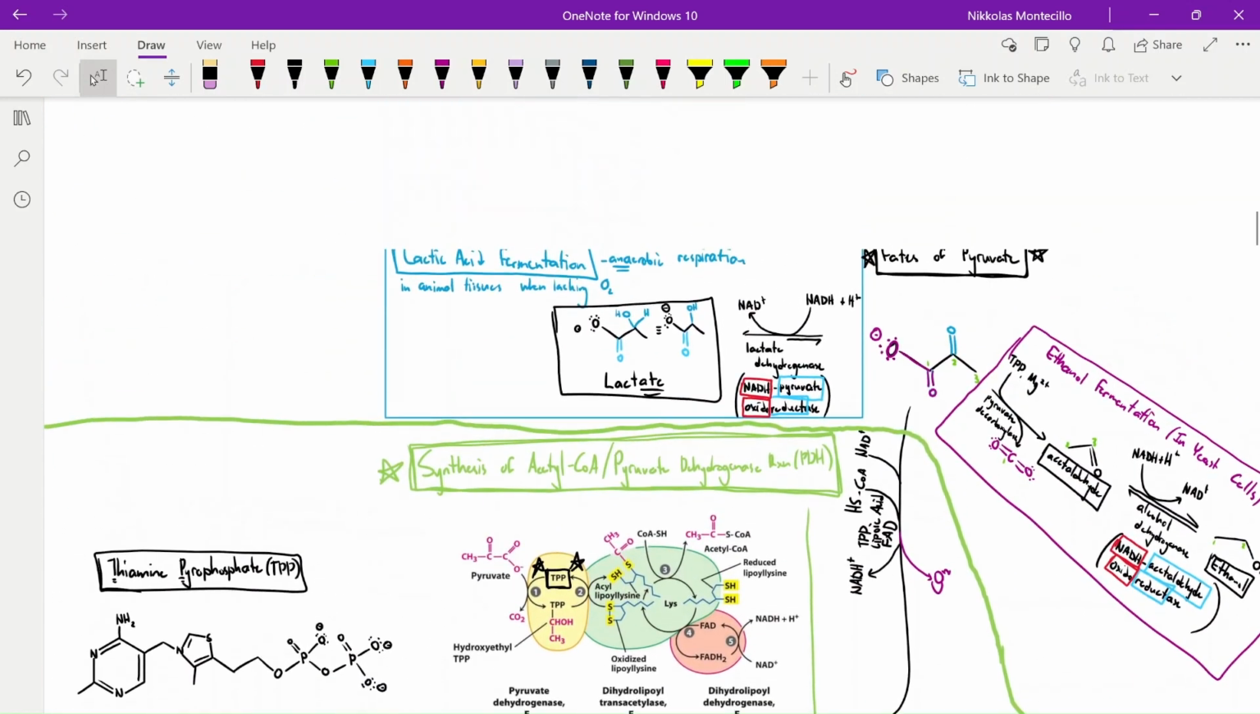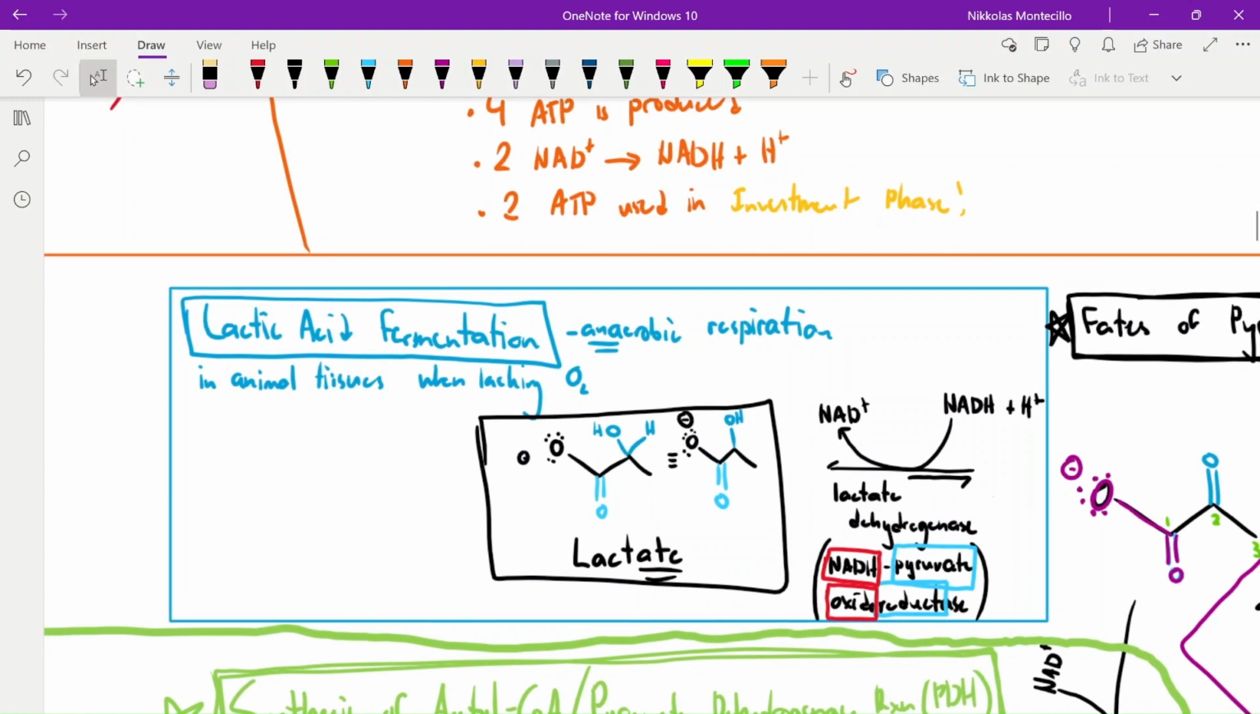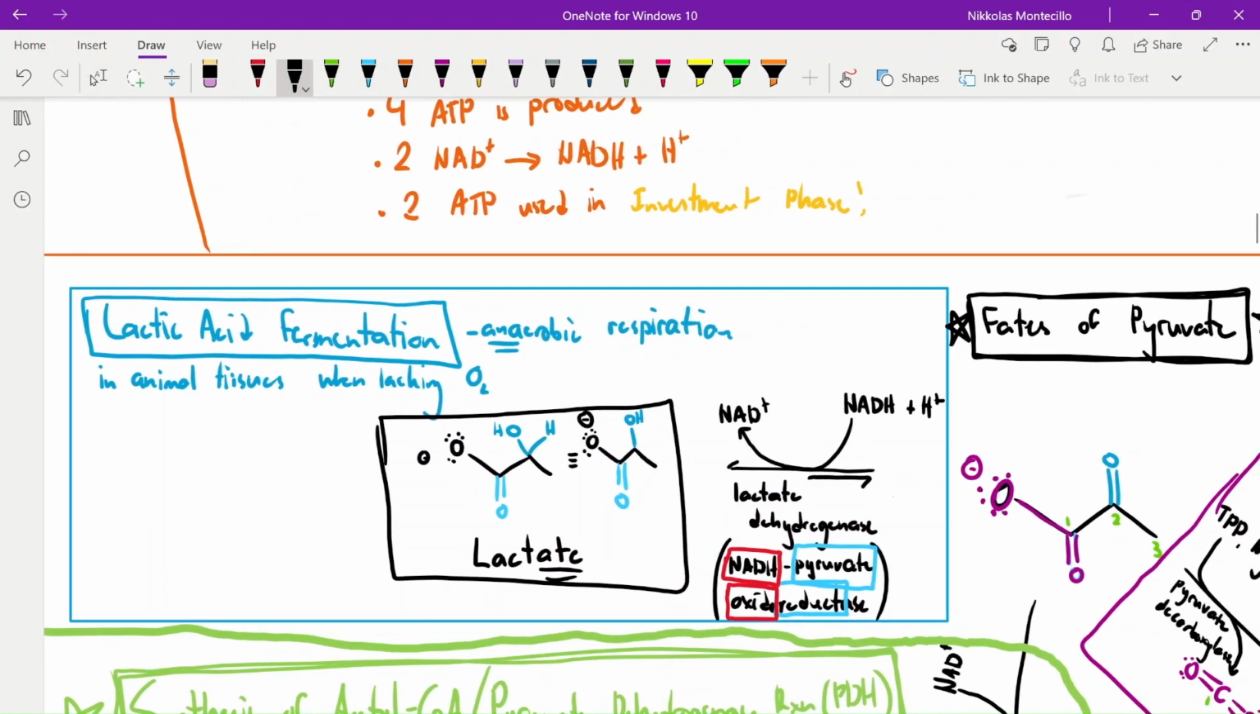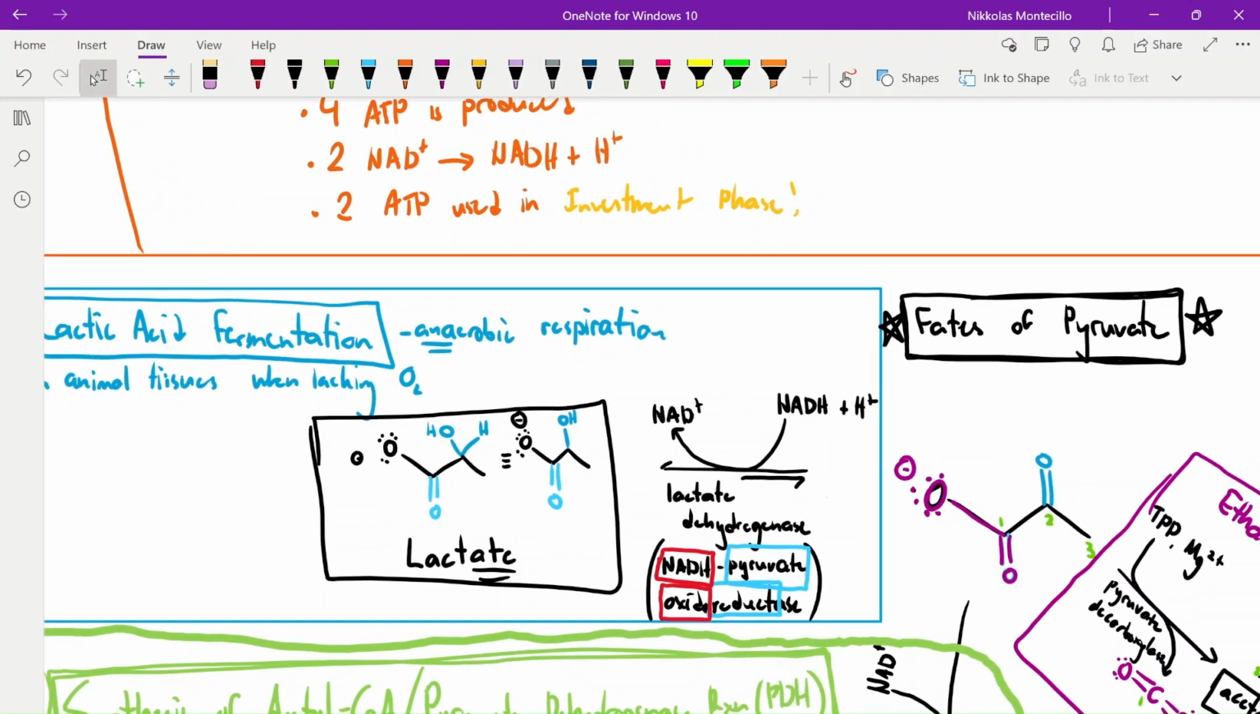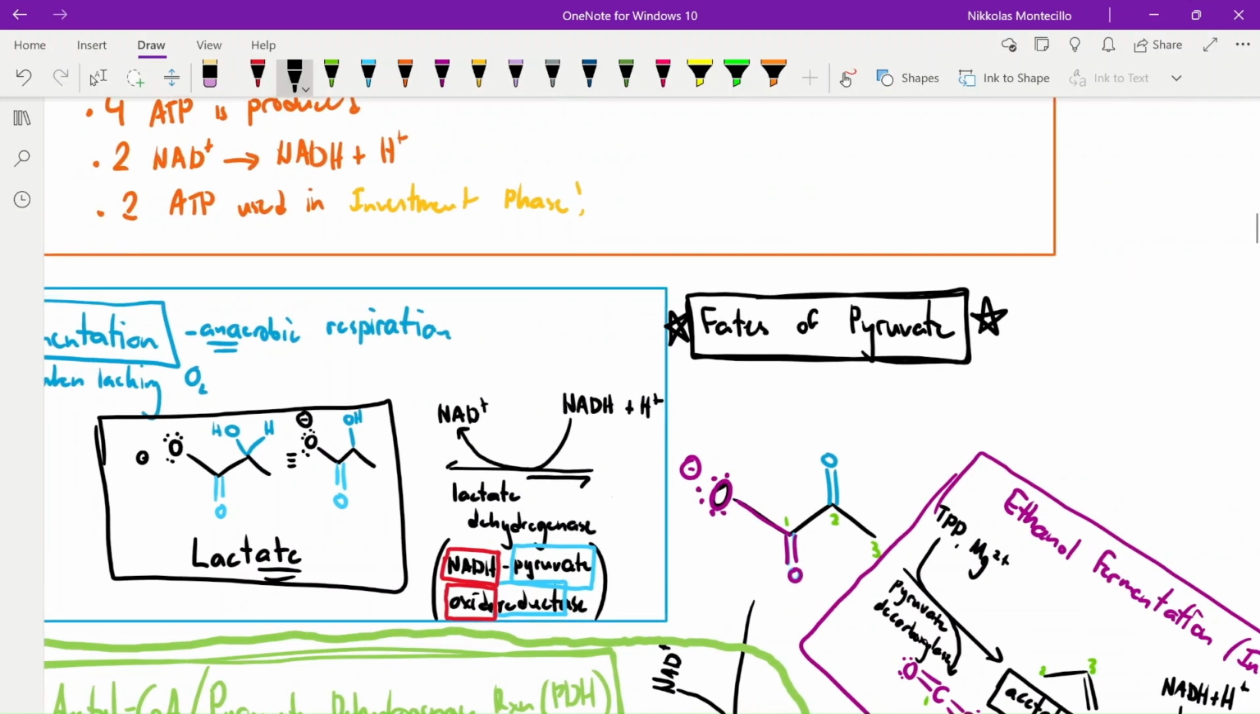Okay, so we'll briefly go through these real quickly. Lactic acid fermentation is just anaerobic respiration in animal tissues when lacking oxygen. Essentially, the carriers that were reduced in glycolysis, NADH, will be reoxidized to form NAD, and in the process we produce lactate. So NADH is oxidized to form NAD, and pyruvate is reduced to form lactate.